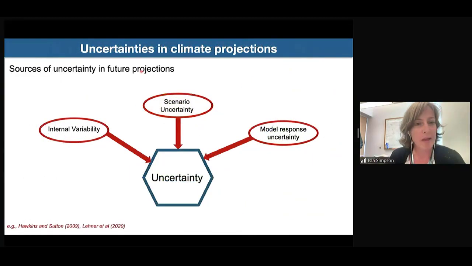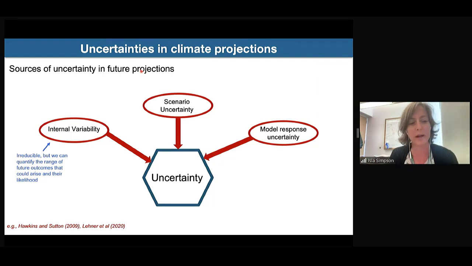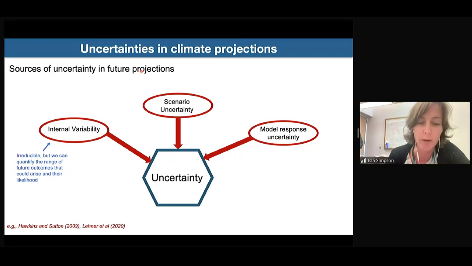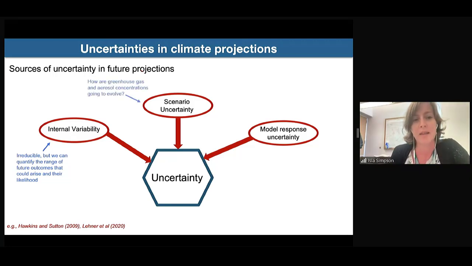And as Tapio already went through, we have three primary sources of uncertainty. We have internal variability, which is just the natural variability in the system, and it's irreducible. It's going to be there in the one version of the real world that we view, but we can quantify how important that is, and we can quantify the range of outcomes that could arise as a result of it. Then we have the scenario uncertainty, which is how forcings like greenhouse gases and aerosols are going to evolve. And then there's the model response uncertainty. So how does a model respond to an external forcing that it's given?